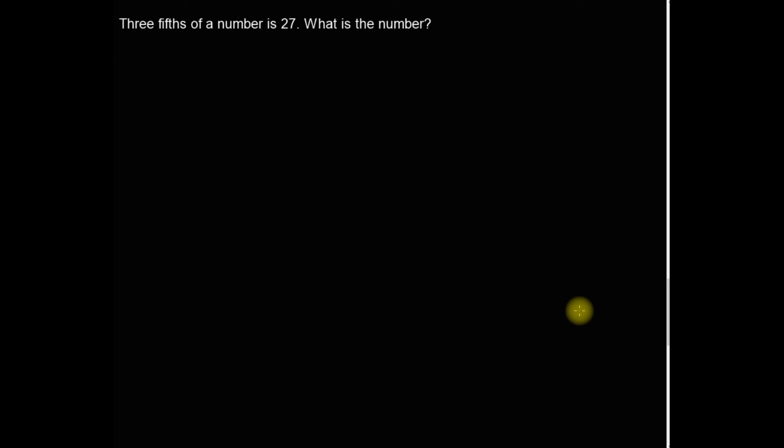This is another one. It says 3/5 of a number is 27. What is the number? This is fairly simple. Again, the number we choose to be n, and we're saying 3/5 of the number. So 3/5 times n is equal to 27. I write this as 27 over 1.